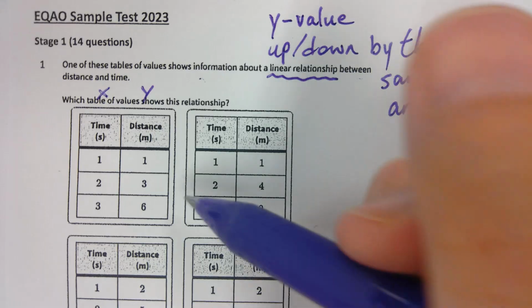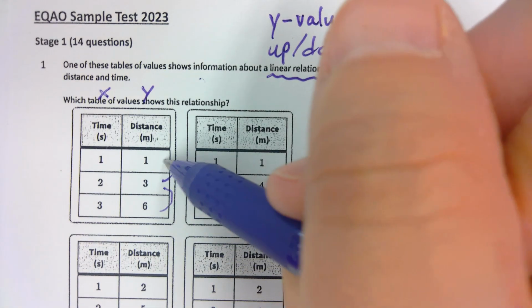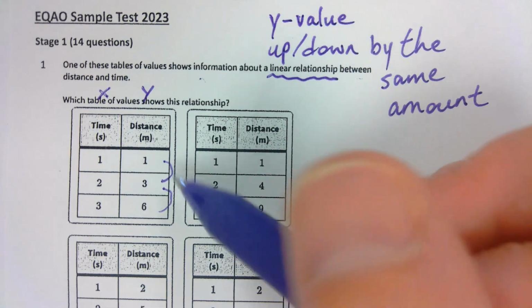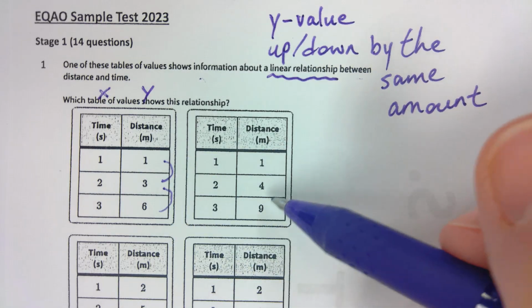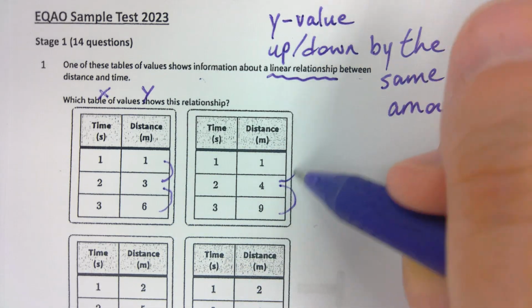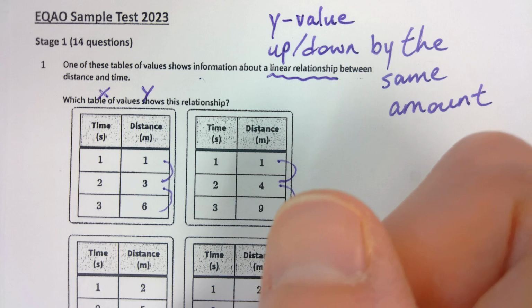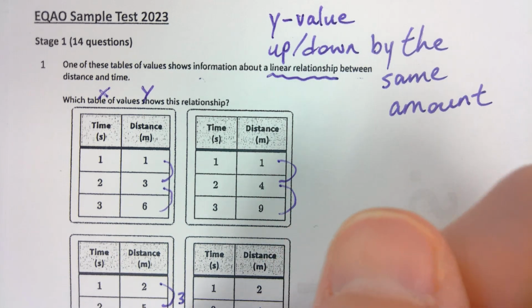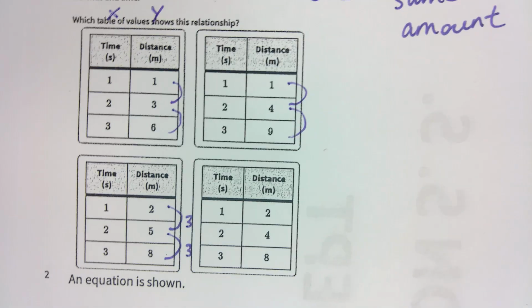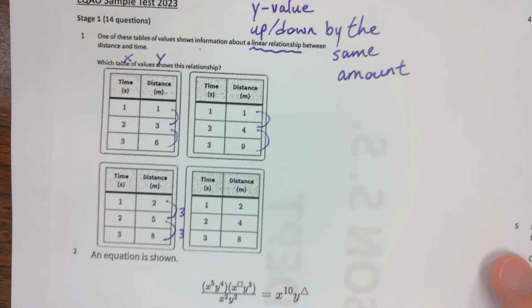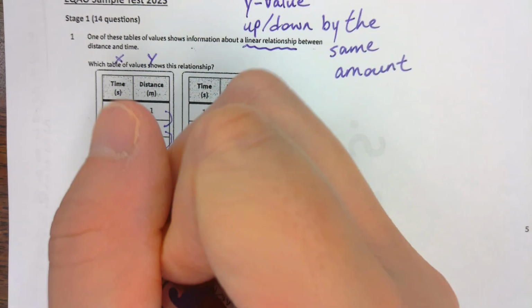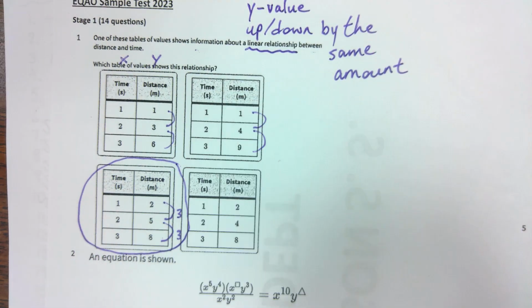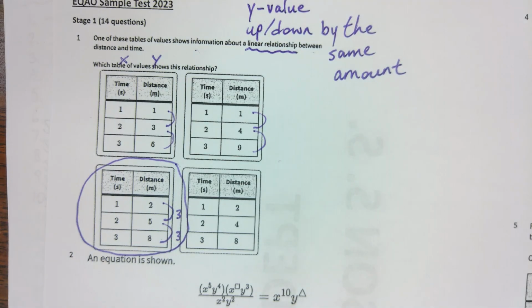So when you subtract this and this, you'll see that it's not the same. This is 3, that's 2, this is 5, that's 4. And then if you subtract here and here, you'll see that the difference right here is 3, it goes by 3s. So this one will be your answer. Okay.